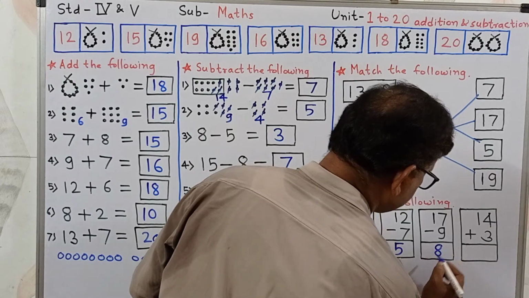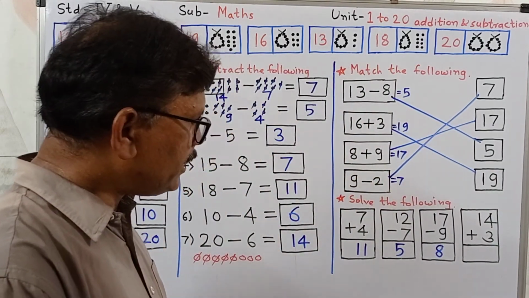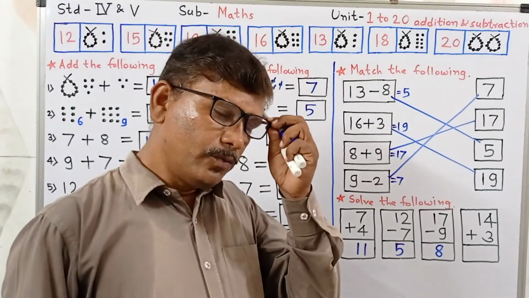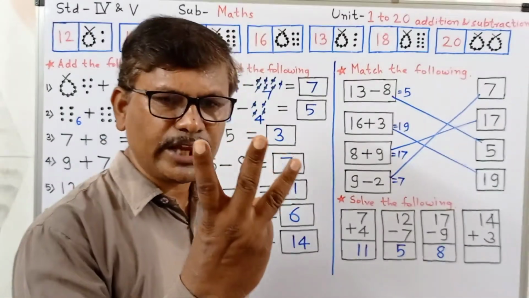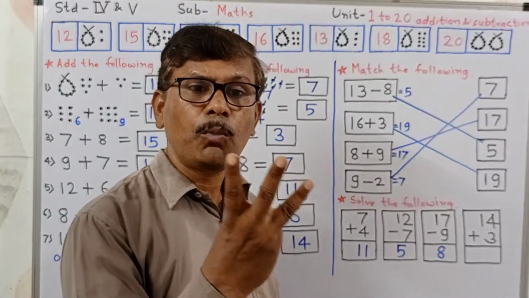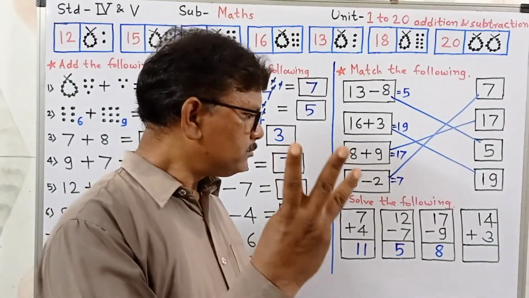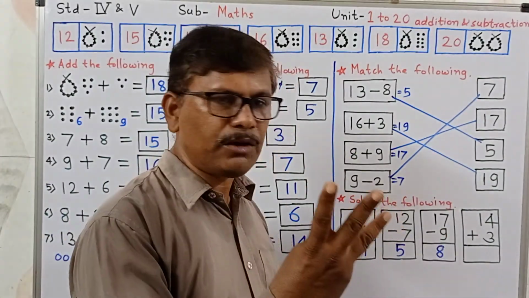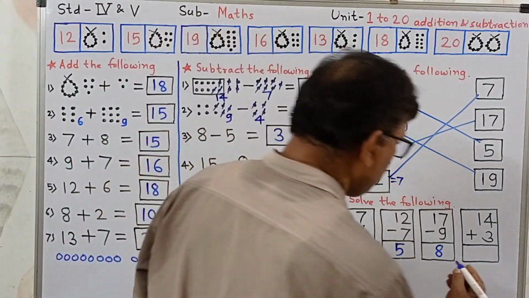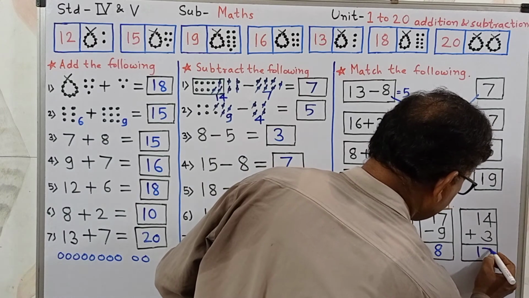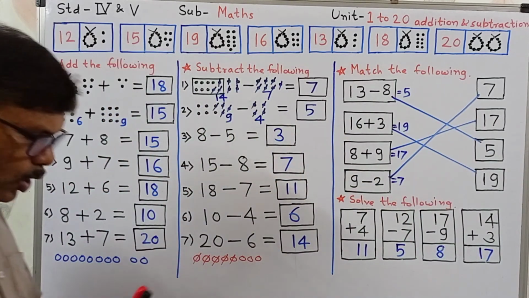Understood? Here is 14 plus 3. Which is the smaller number? The smaller number is 3. Take 3 fingers. And the bigger number is 14. Count after 14: 15, 16, 17. Very easy. What is the answer of this? 17. Understood?